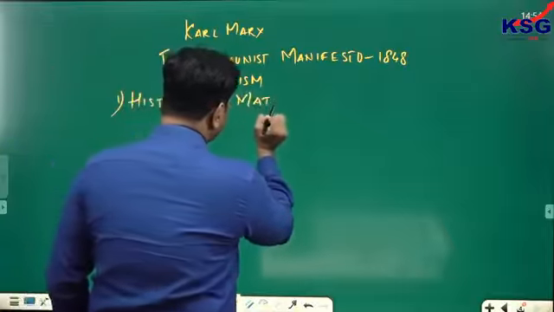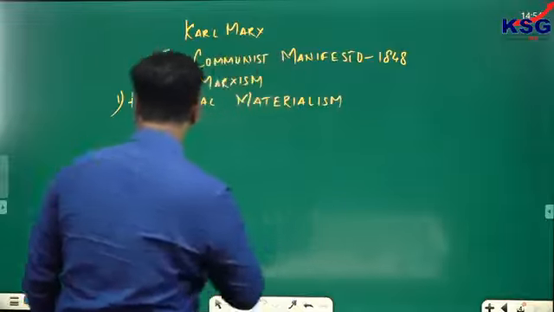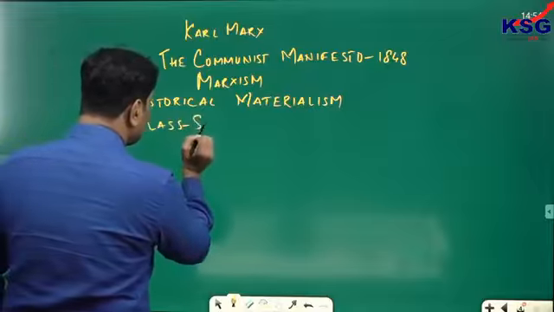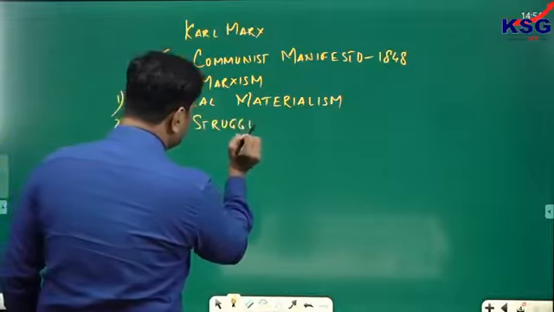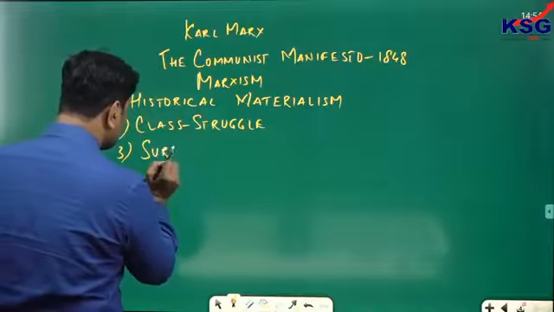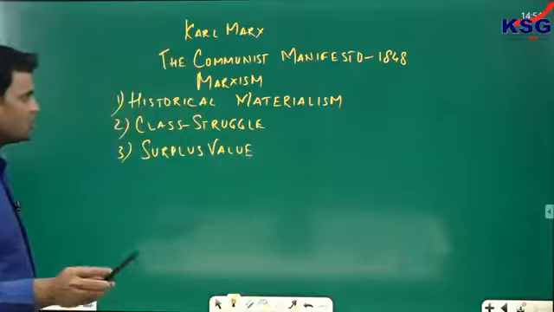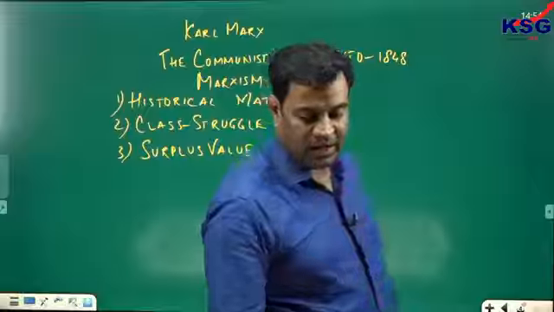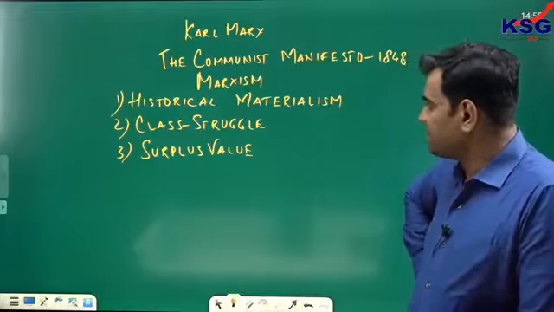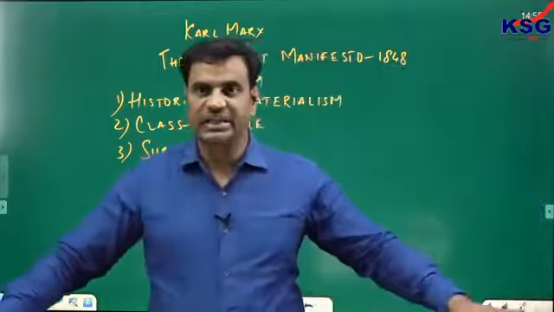historical materialism. The second is the theory of class struggle. And third is the theory of surplus value. So historical materialism, class struggle, and theory of surplus value. Now we'll understand what exactly we mean by all these things.